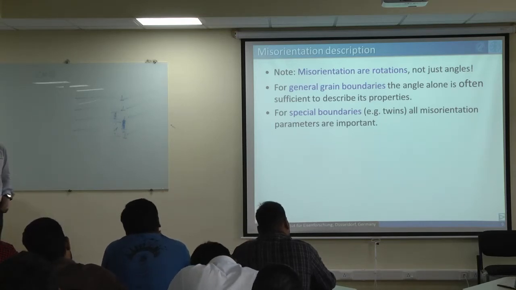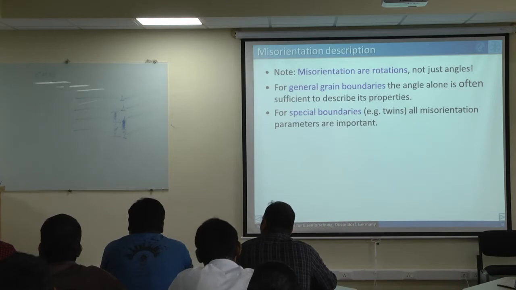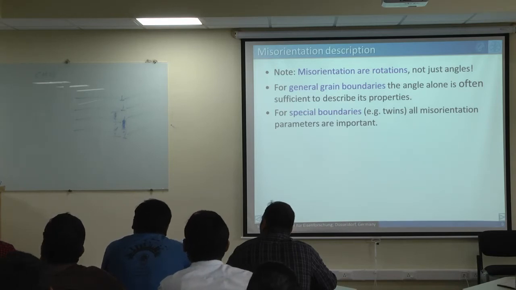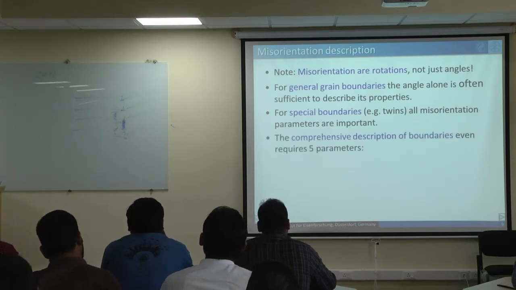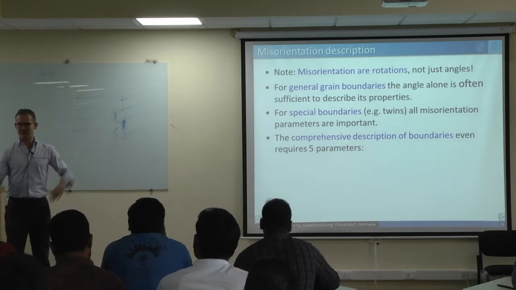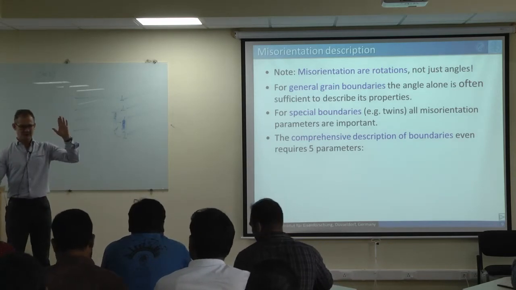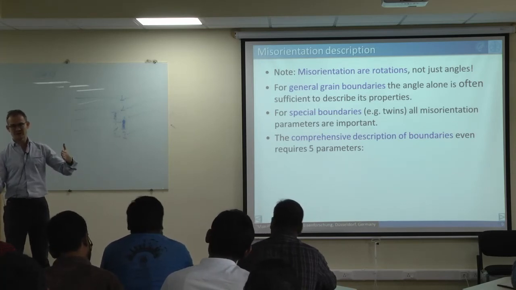And if you want to say this is a twin, then it's not sufficient to say it's 60 degrees, because there could be many other 60 degree boundaries which are not twins, and only the 60 degree 111 twin boundary is a twin. No? And it's still not sufficient. In twins, you can decide: is it a coherent twin boundary or is it an incoherent twin boundary?